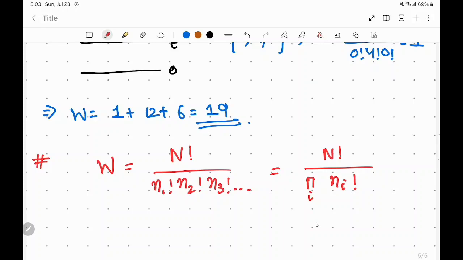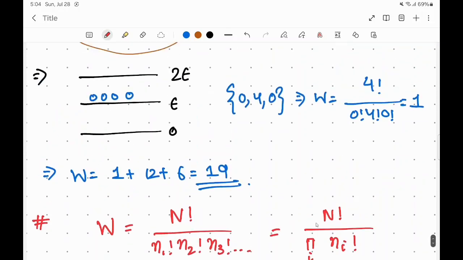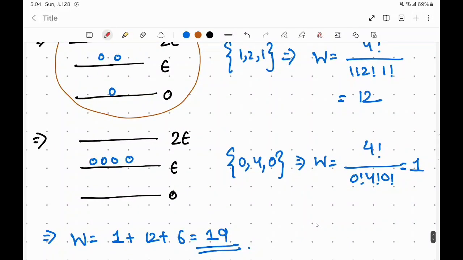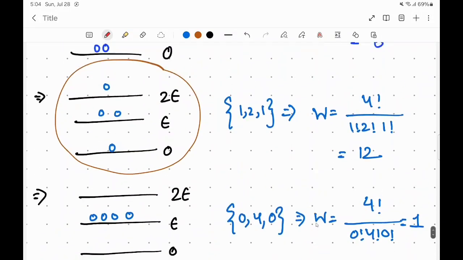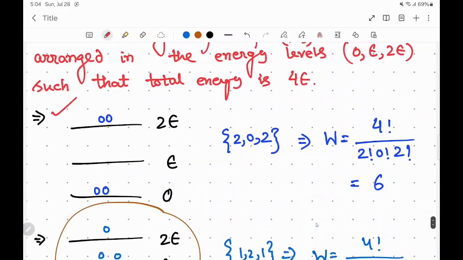Yes. Okay, then it's easy. So this notation you can write, but you have to keep in mind that this formula is for only Maxwell-Boltzmann particles. Means you are considering the particles are distinguishable, not indistinguishable. How? Let's consider this.